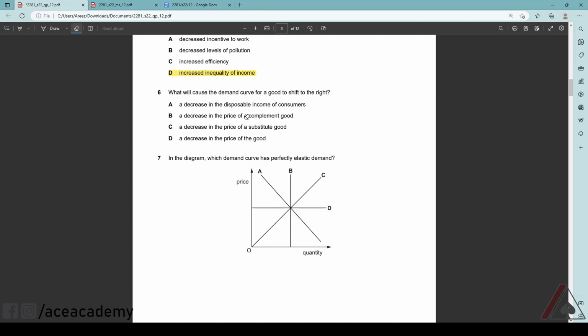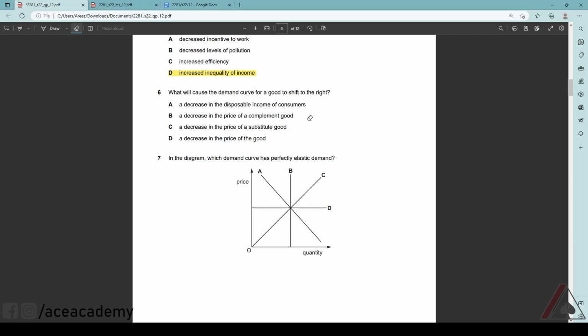B, a decrease in the price of a complementary good. Now, what is a complementary good? The word complementary means aiding or facilitating something. So a complementary good would be a specific good that would complement the sale of the base good, or the good specified in the question. Therefore, if there is a decrease in the price of a complementary good, the demand would increase. People would want to buy more of the complementary good. And if there is a higher demand for the complementary good, it would mean a higher demand for the base good.